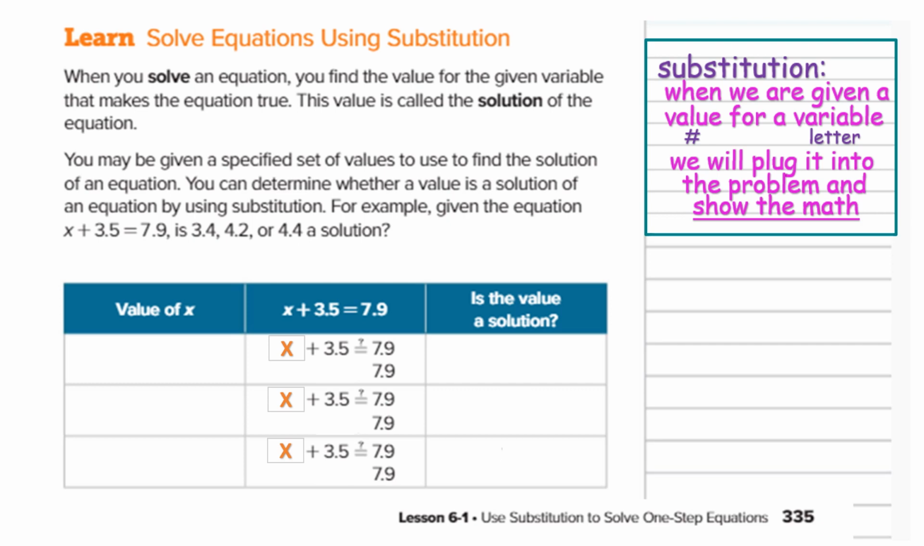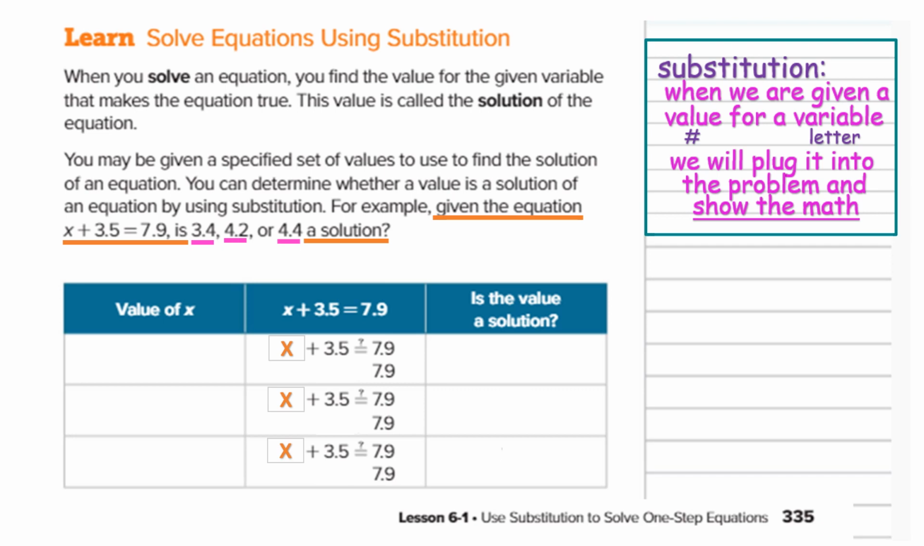As we can see, we have the math equation of x plus 3.5 is equal to 7.9. So what we're going to do is plug in, substitute in for the x, these 3 different values. What 3 values? One time it's going to be 3.4, one time it's going to be 4.2, and one time it's going to be 4.4. Until we can see that on both sides of the equal sign, we get the same number. What number are we looking for? On the right-hand side, it's just 7.9. So that's what we're trying to solve for on the left.